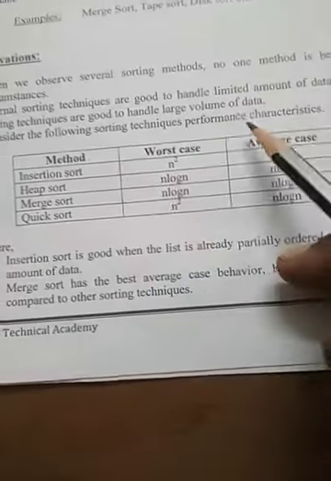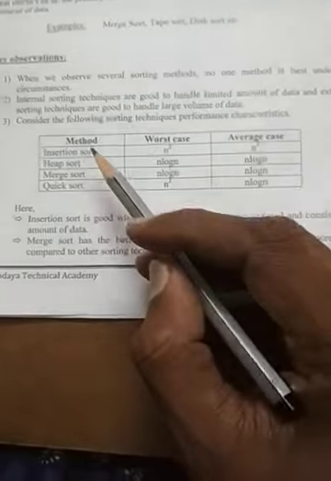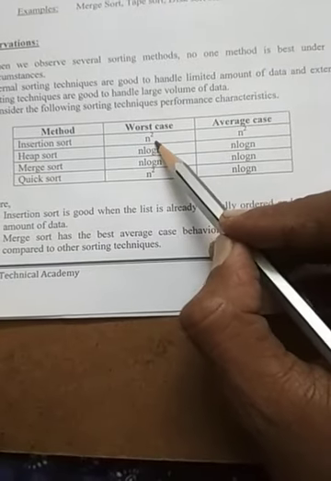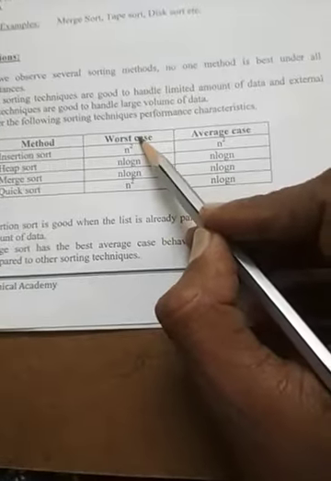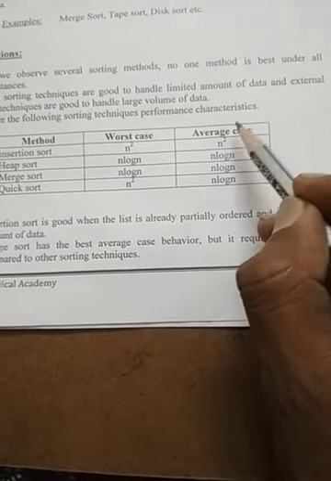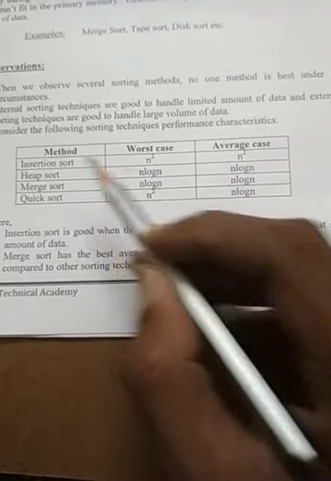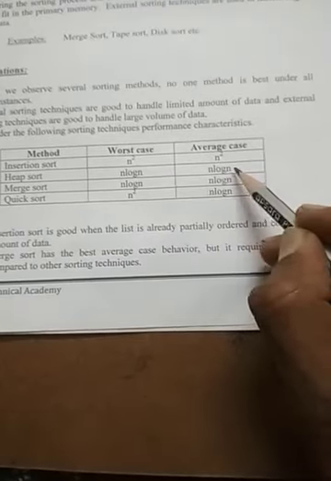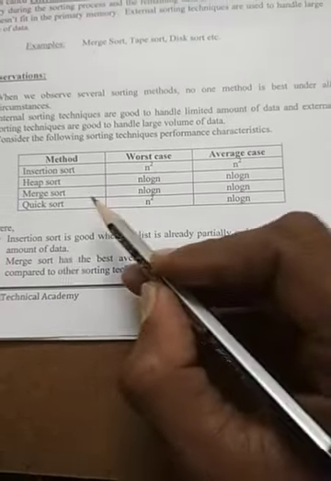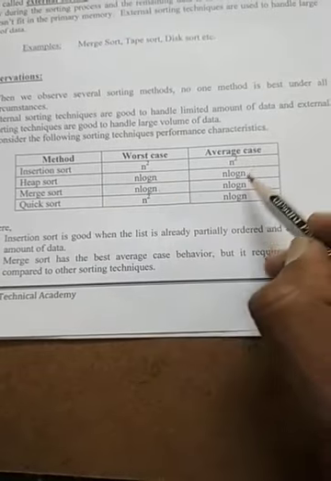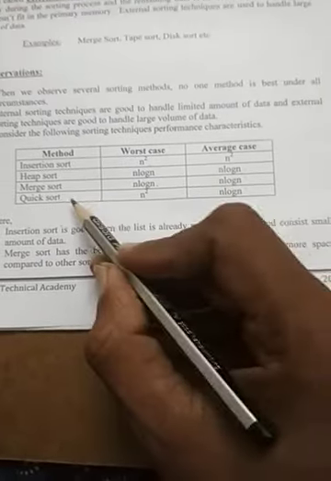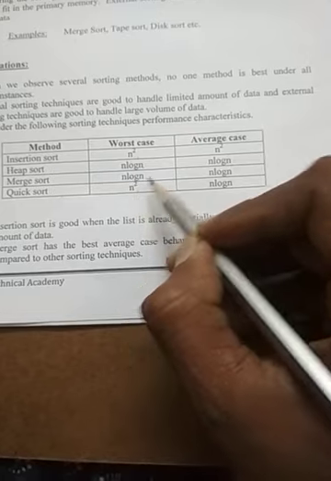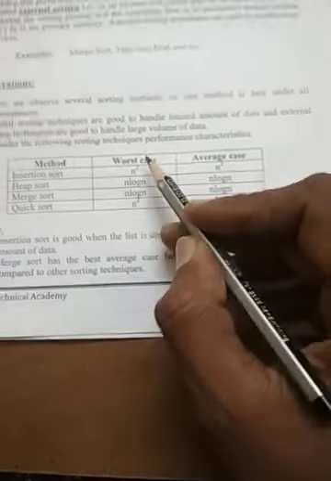Consider the following sorting techniques and performance characteristics. So here I am presenting a simple table. Insertion sort requires order of n square comparisons for the worst case and order of n square for the average case. Heap sort requires order of n log n in the worst case and order of n log n in the average case. Merge sort is order of n log n and average case order of n log n. Quick sort requires n square time to complete in the worst case and order of n log n time for the average case.